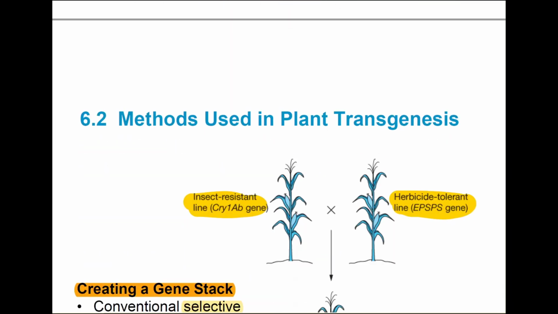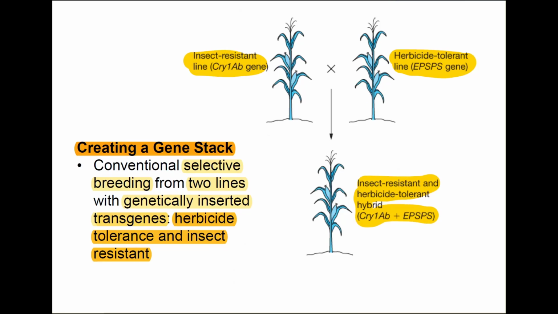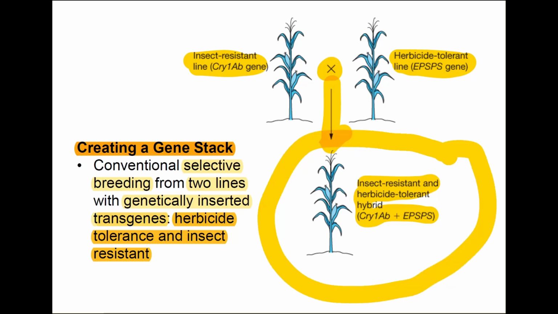Gene stack. Through conventional selective breeding from two lines with genetically inserted transgenics for herbicide tolerance and insect resistance, you can now produce plants that have both. So they can express this Cry gene product, which, remember, kills insects by ingestion and perforation of the gut, and an alternate EPSPS that is glyphosate resistant.